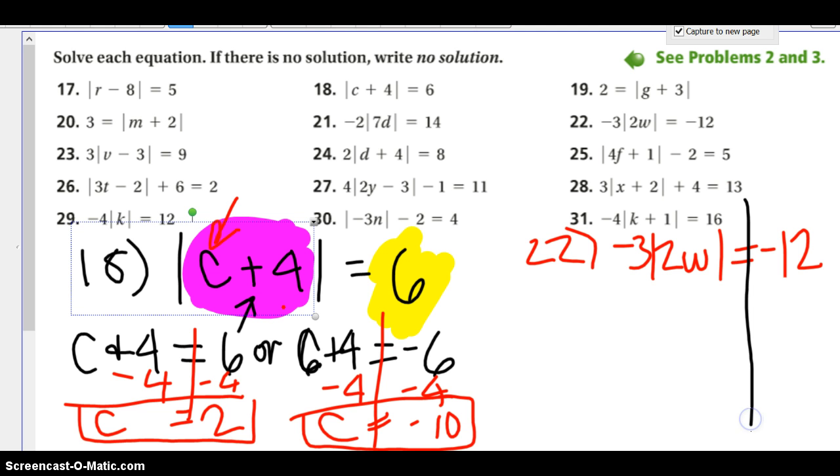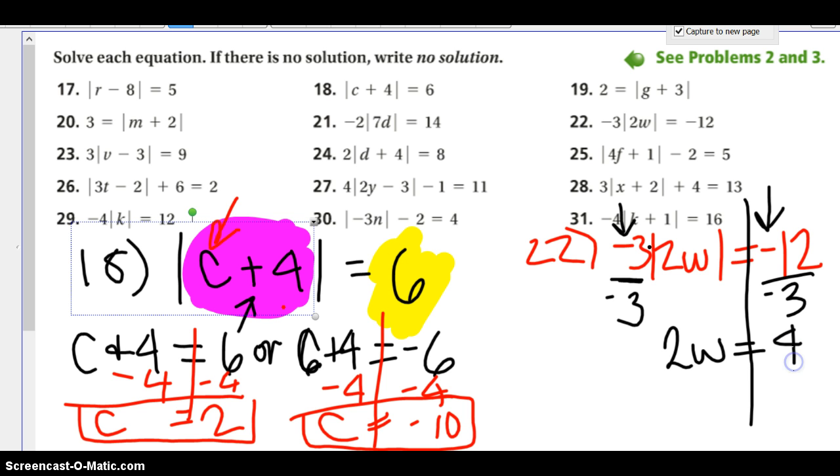And you say, Beaver, I see negative 12 over here. You are right. However, then I look over here. Do you see how this negative sign actually is offset by this one? Because if you have a negative on each side, technically this negative 3 is times the 2w. So you have to get rid of the negative 3 first. So I divide by the negative 3. I get 2w is equal to 4. So I still have my absolute value over here.